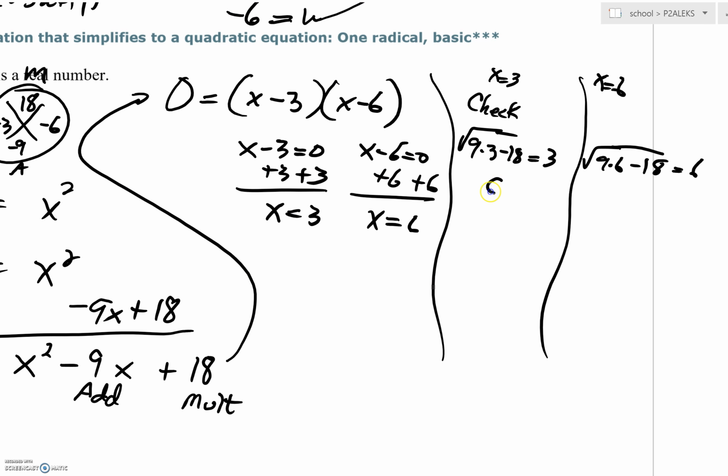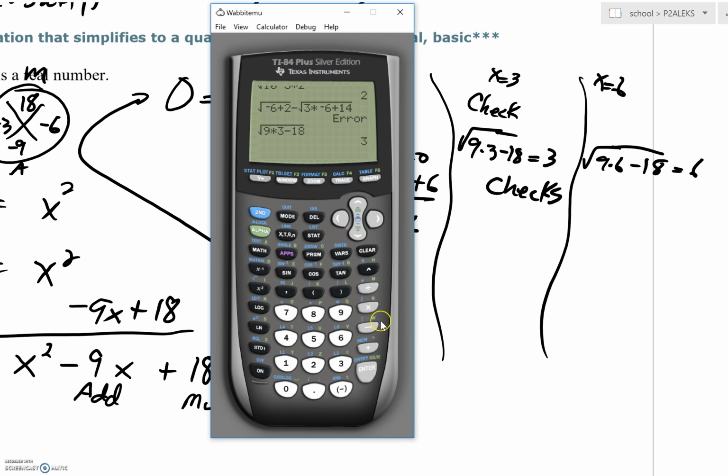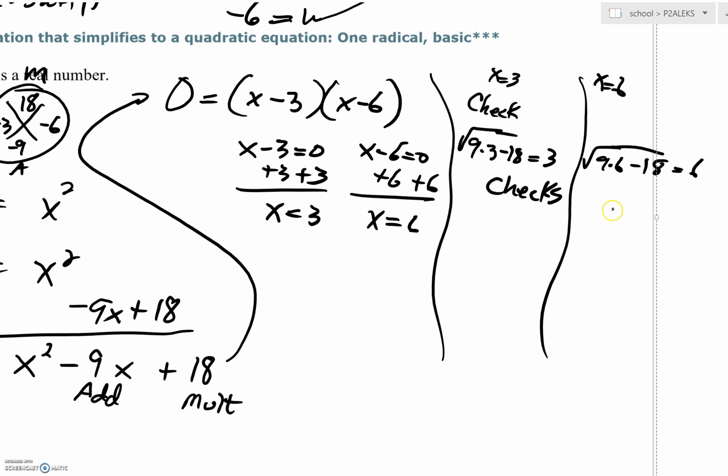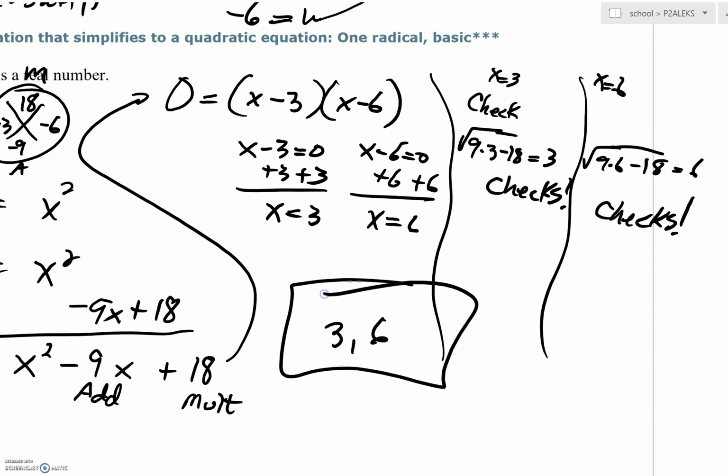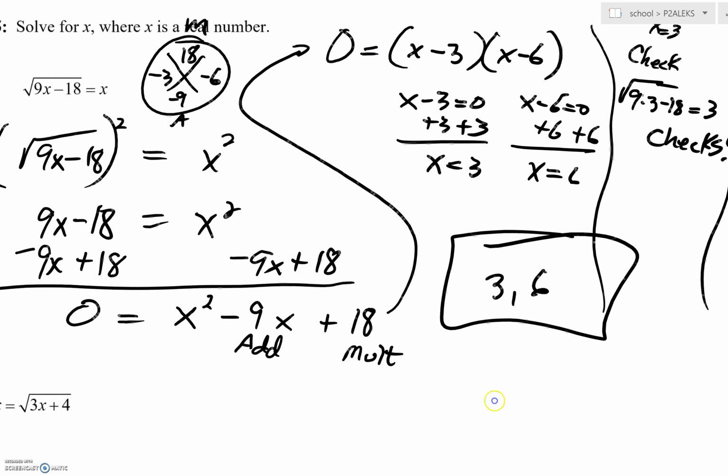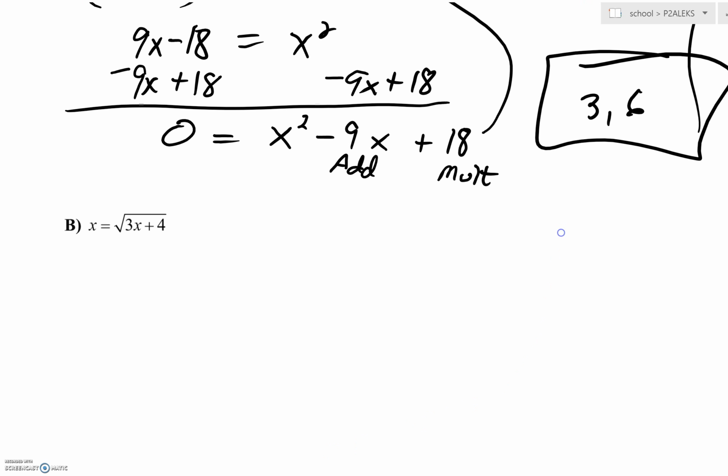Hey, it works. It checks. That's great. Then what? Well, tell you what, how about we do second enter to bring back what we just typed in. We can just change that to a 6. We're going to hope that our answer this time is a 6, and it checks. Both of them are good. Your answer would be 3, 6. Now, you probably would not be surprised to hear that that's not always going to have both checked.